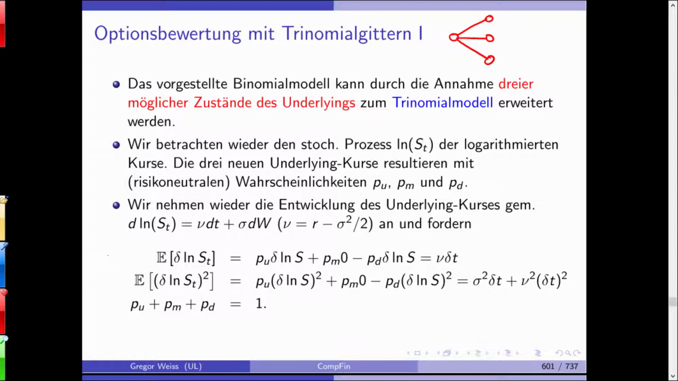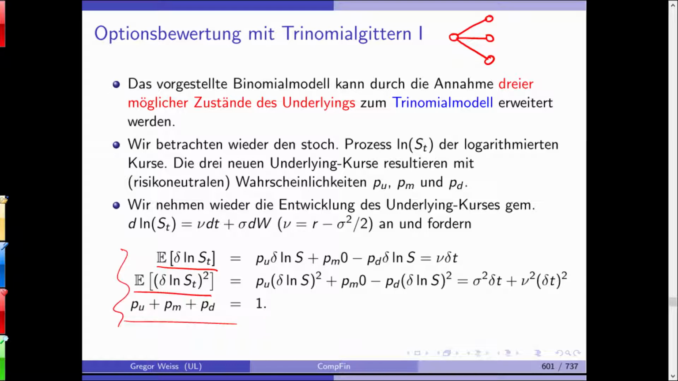We again want to approximate the geometric Brownian motion from the continuous case. We will now set, for example, the expected value of this logarithmic change in the stock price squared, and because we now have three probabilities, we require that PU plus PM plus PD is equal to 1, so that they add up to 1 in such a way that they are probabilities.